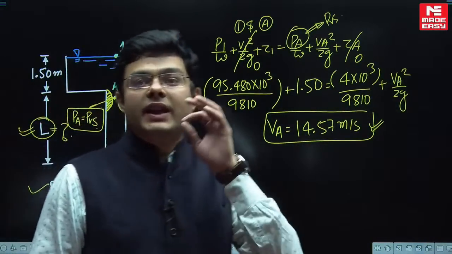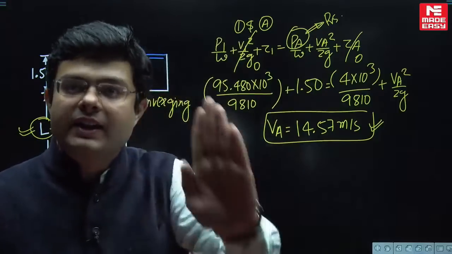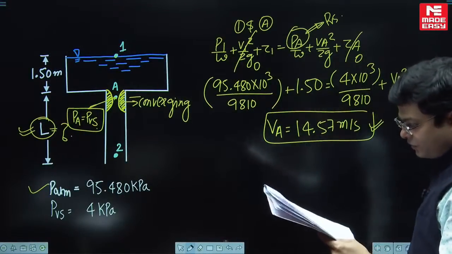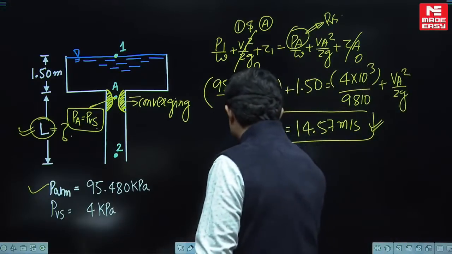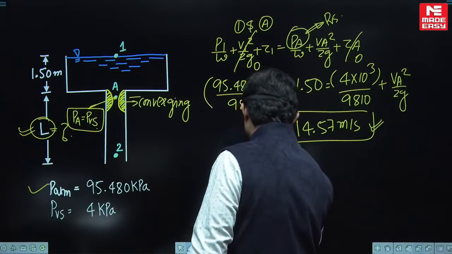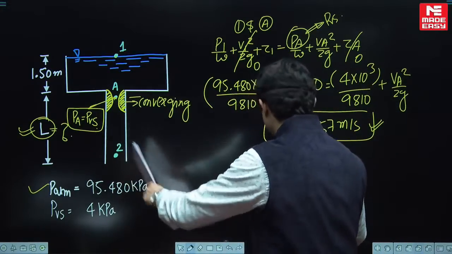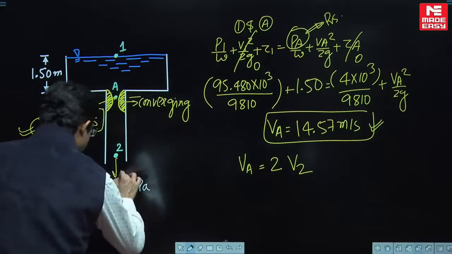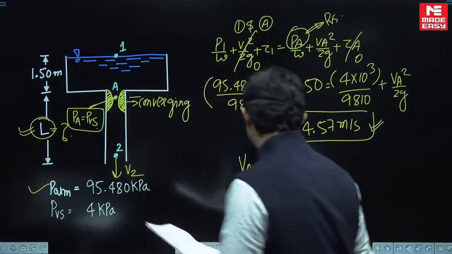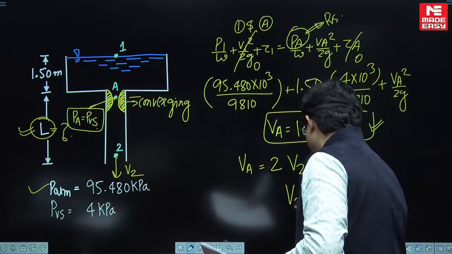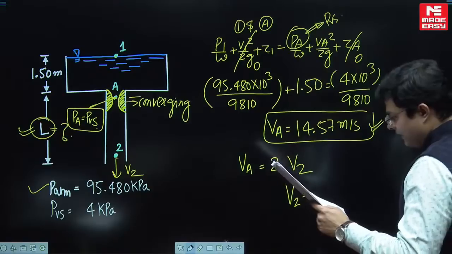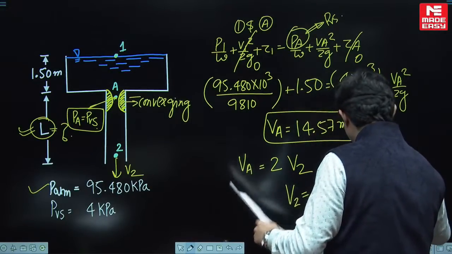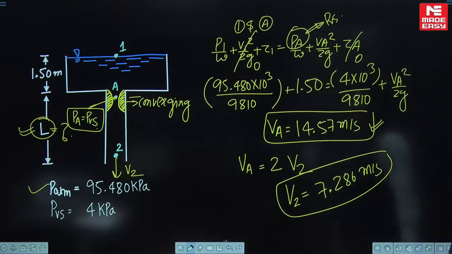Priyansh, beta, we are trying to find out the critical condition. So this is going to be the value of VA. It is given in the question that VA is actually 2 times the velocity at exit of the pipe. So let the velocity at the exit of the pipe be V2. VA is known. Can you find the value of V2 from here? Yes. V2 will be half of VA, which will be 7.286 meter per second.